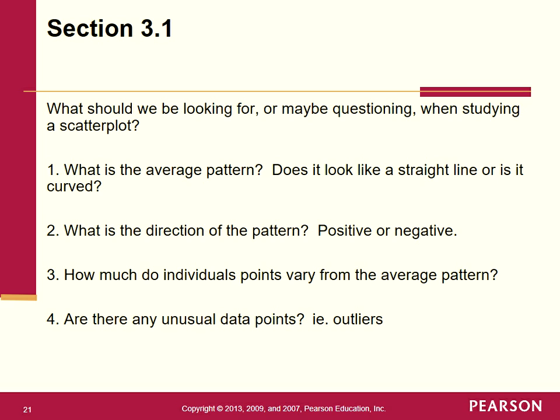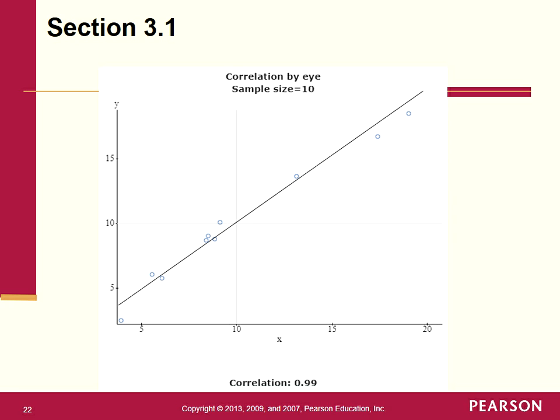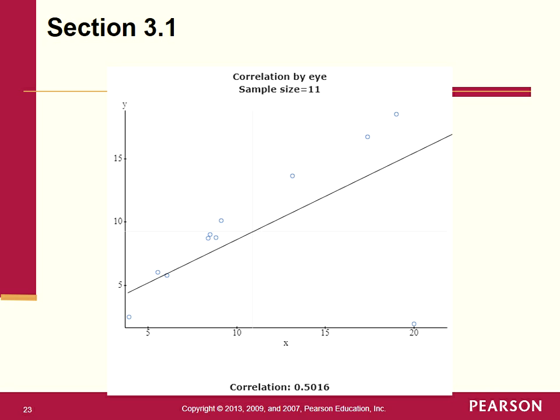Fourth thing: are there any unusual data points, meaning outliers? Do you have observations that buck the trend? Let's take a look at this scatter plot. This is a very strong relationship between X and Y, wouldn't you say? Very little variation among the dots around the line. Let me throw in an observation that throws us off a little bit. Did you see where the observation came in? Right there. And notice it shifted the line.